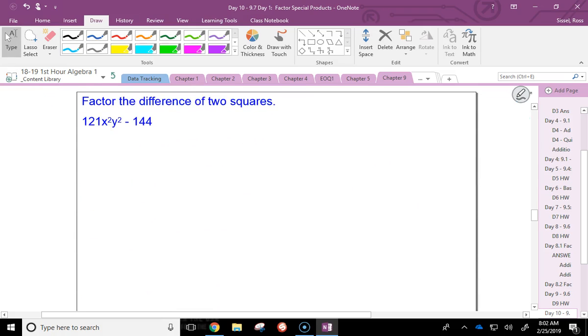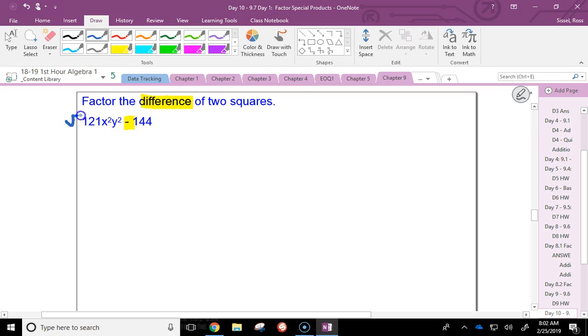Alright, factor the difference of two squares. Remember, the difference of two squares. I'm going to look at what Daddy told me right away. He told me on the last one that I had to have subtraction since it was a difference. So I look at this one and it is a subtraction. So right now I'm thinking, okay, maybe it can come down.